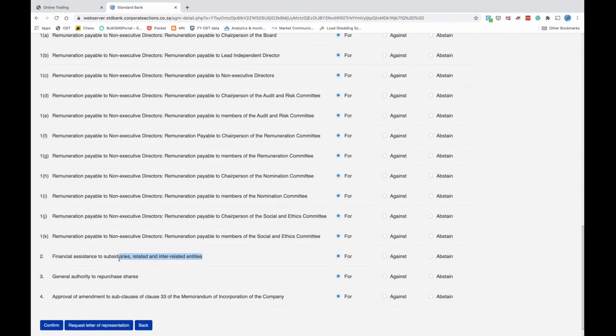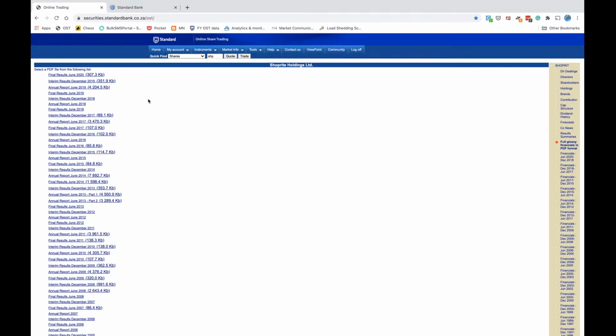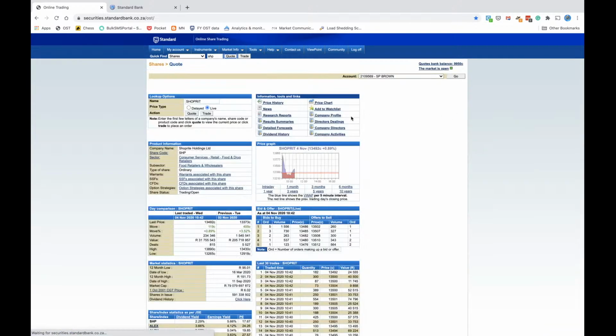Approval of subclause 33 of the memorandum of incorporation of the company. And I have to be honest, I don't know what the subclauses of Clause 33 of the memorandum of incorporation of the company are. So what we can do is go back to here, and we are looking for the full glossies. That's the annual financial report for June 2019. So I'm not going to find it there. Those are just the financials. So I don't actually know what that subclause 33 actually is. So let's try getting to this via another route.